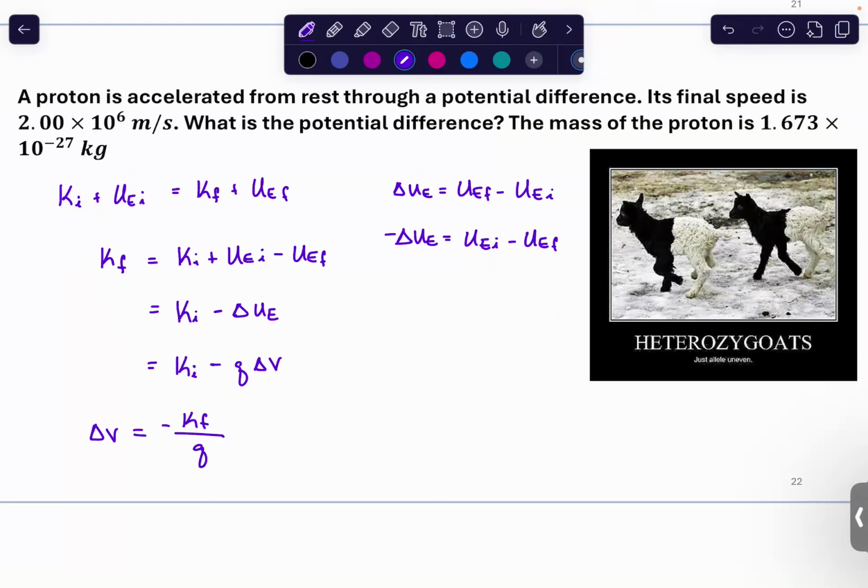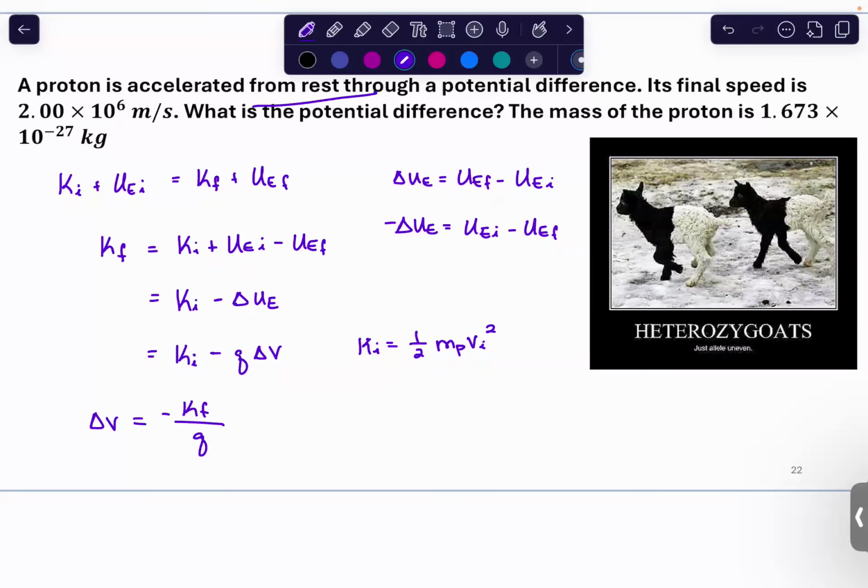Where did K initial go? It's 0. Remember, your kinetic energies are 1/2 the mass of a proton, V initial squared. And you see how it says from rest. V initial squared is 0. So this whole thing is 0.